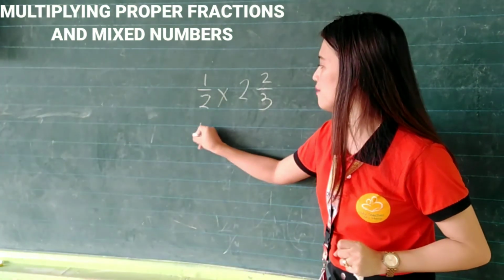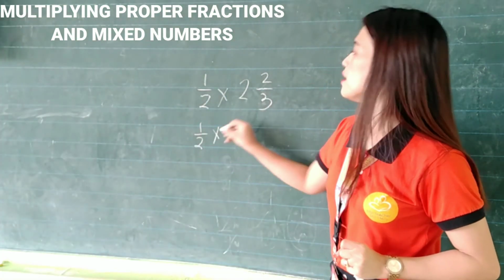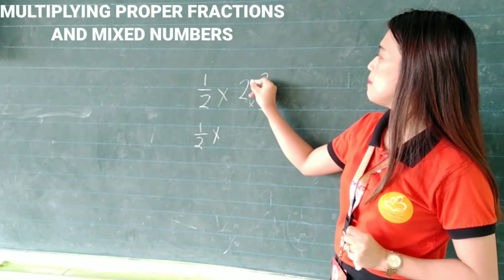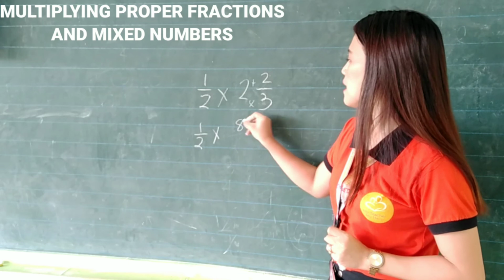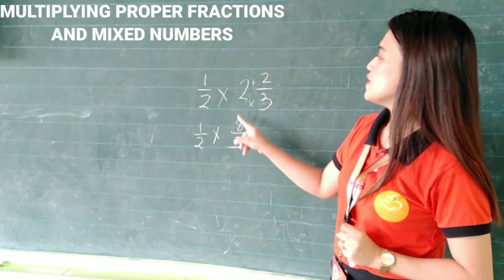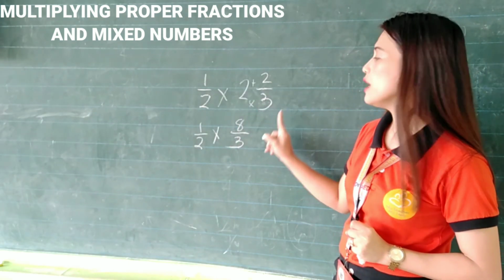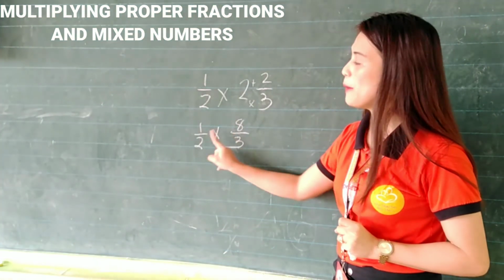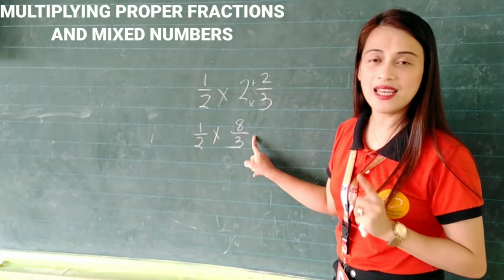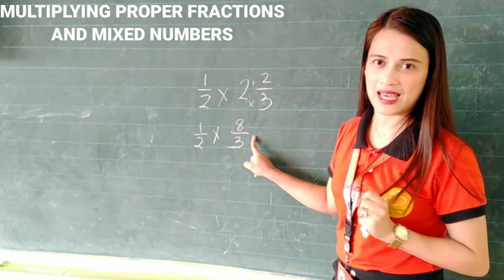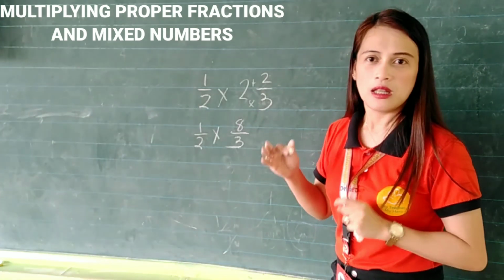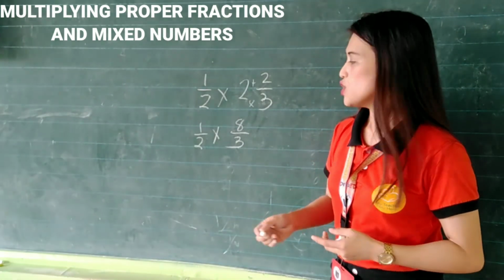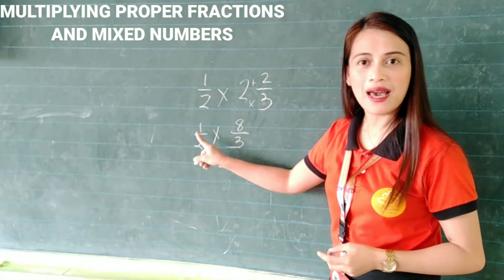Copy lang ni si 1/2. And then change. 3 times 2, 6 plus 2, 8. Copy si 3. So, si 2 and 2/3 nahimo 8 over 3. So, since pareho naman sila proper fractions, pwede na ta maka-multiply sa ilaha. Pero, let's use the cancellation technique, okay? Para mas madali.